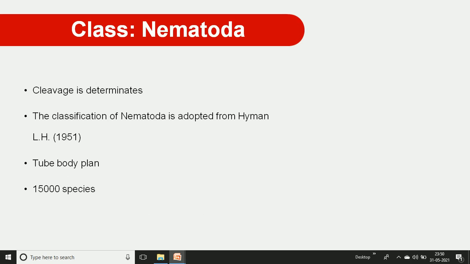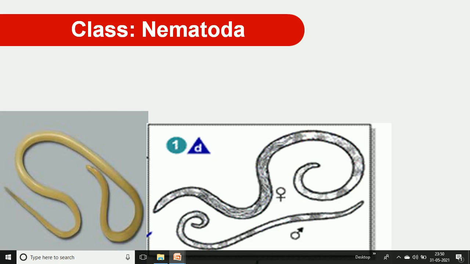Till today, about 15,000 different species of nematodes have been reported in the environment or in science, and we know there are different examples of nematodes. You know that Ascaris lumbricoides is one nematode worm, and Wuchereria bancrofti is another example of nematode worms. We can look at the pictures. This picture shows Ascaris lumbricoides, and we can see the very specific diagram of Ascaris lumbricoides.